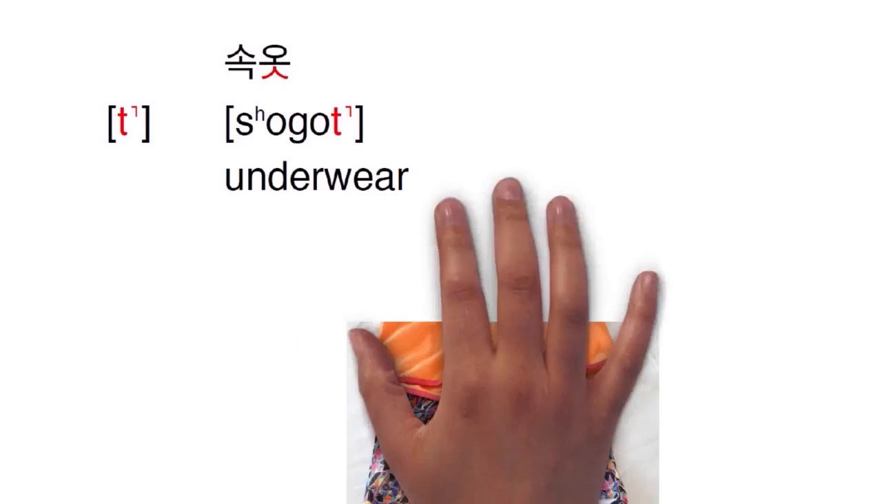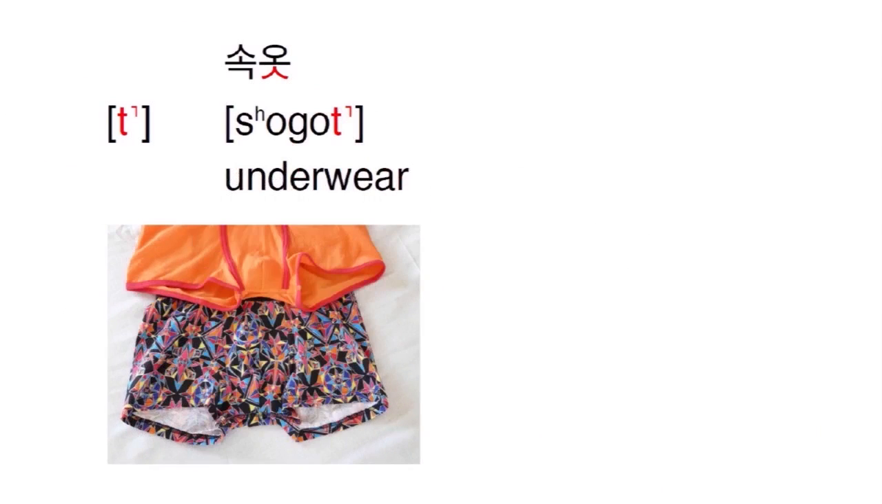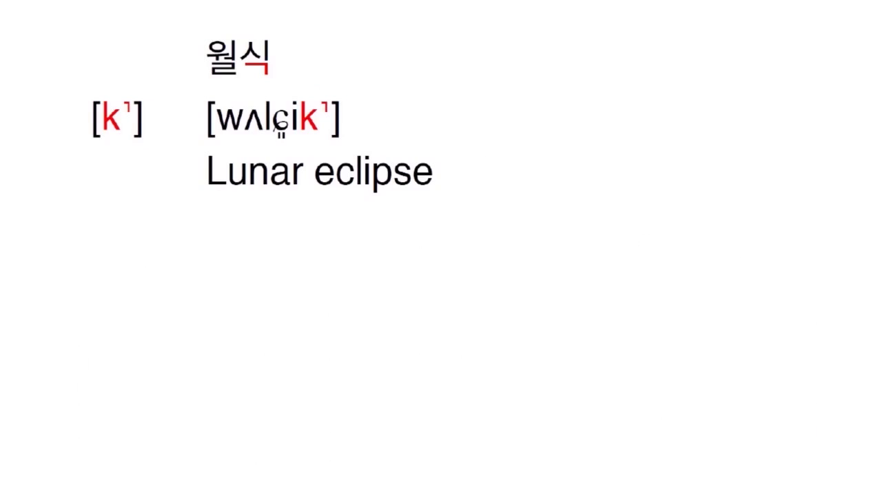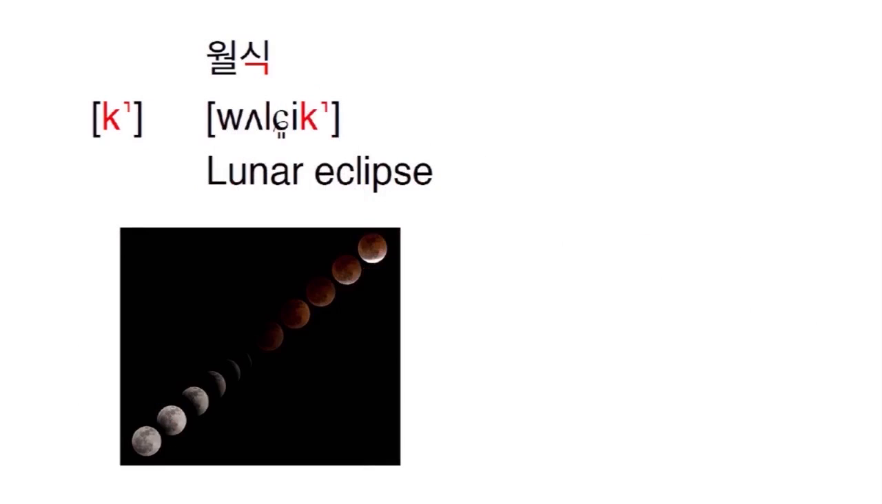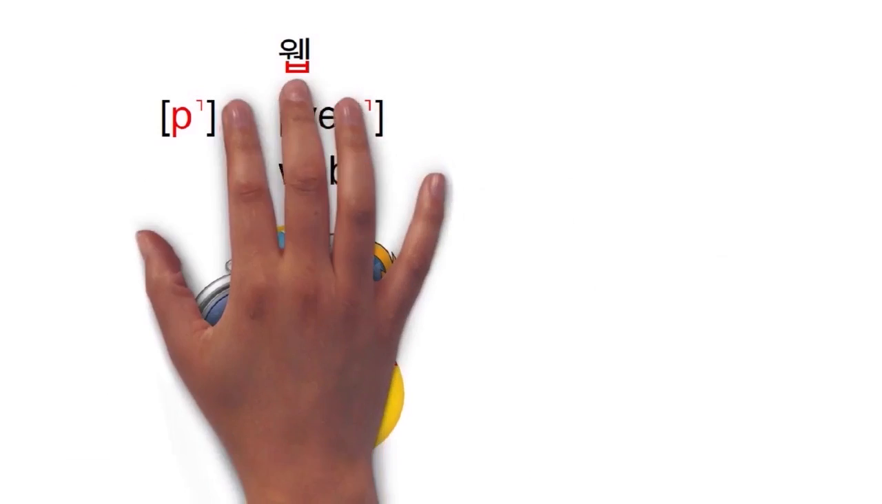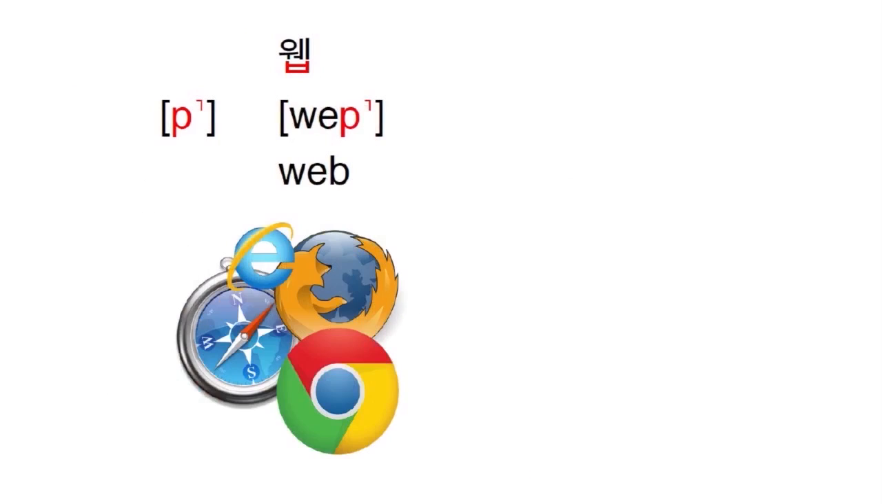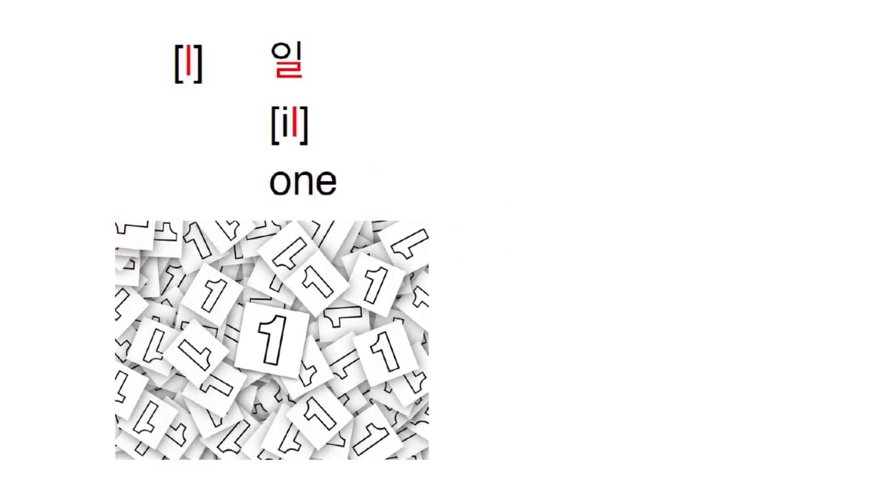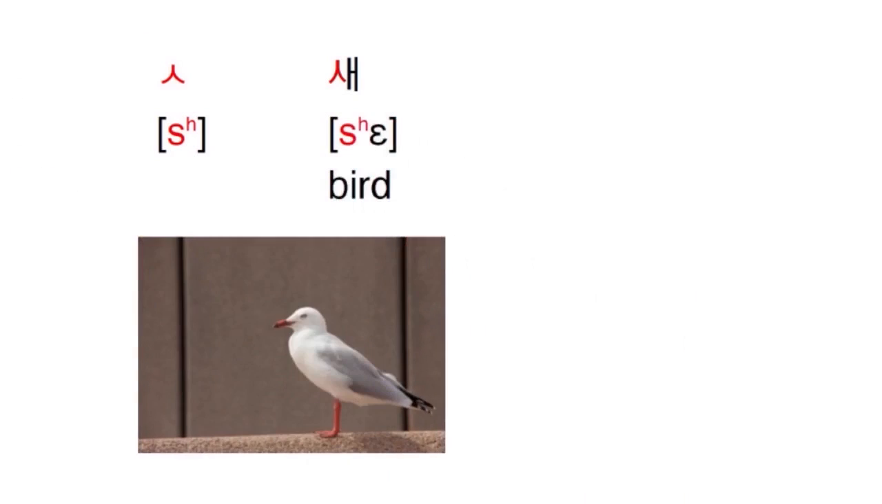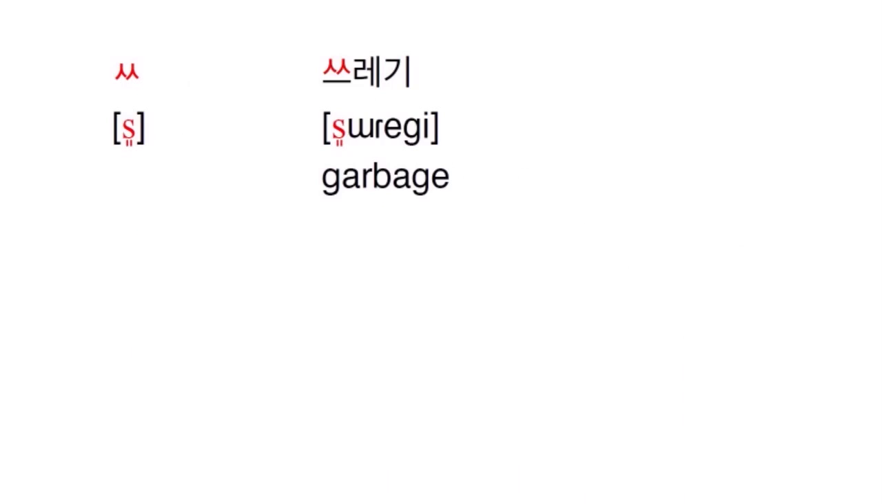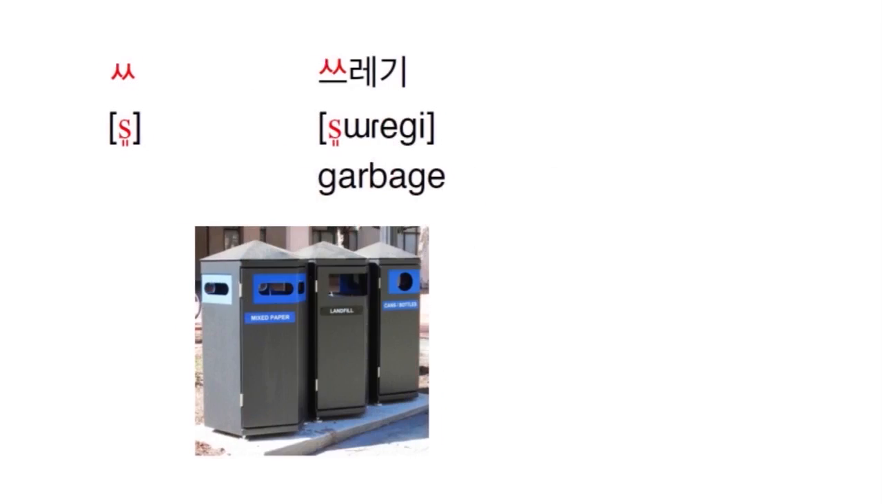Then we had the three unreleased consonants. Unreleased T, as in 속옷. Unreleased K, as in worship. And unreleased P, as in web. Then came L as in il. Aspirated S, as in 새. Tense S, as in 쓰레기.